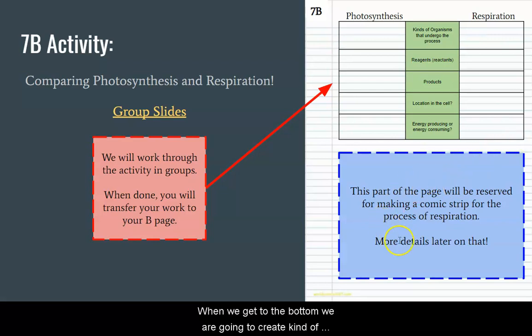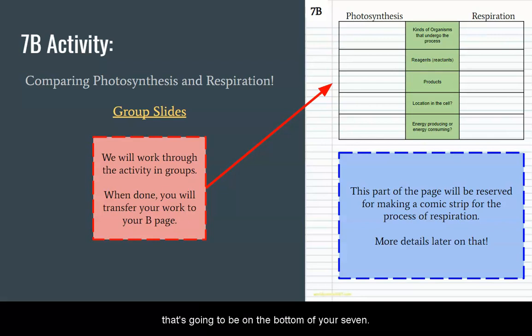When we get to the bottom page, we are going to create a comic strip of respiration and what's going on and where the energy is going. You're going to track the energy from, let's say, the sun to some vegetables that you eat to an activity that you're going to do. And so that's going to be on the bottom of your 7B page. All right.